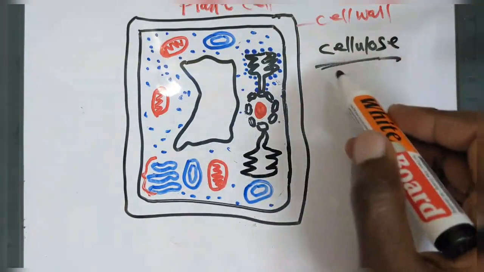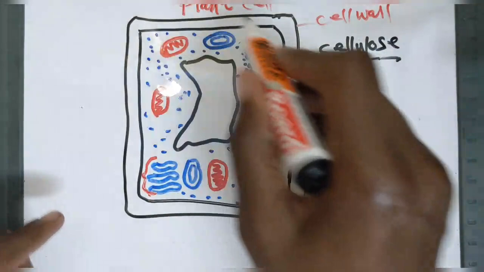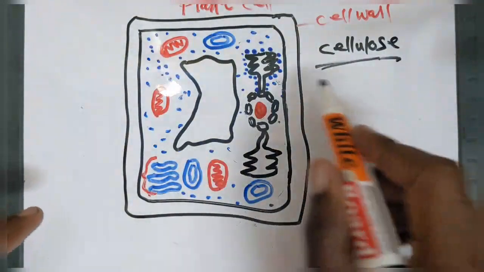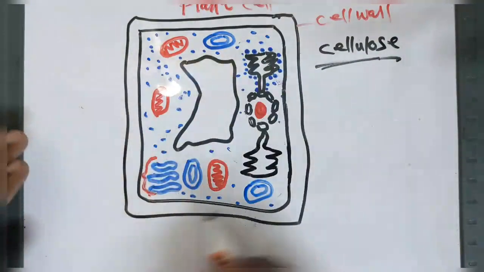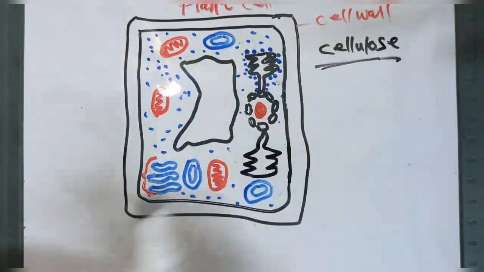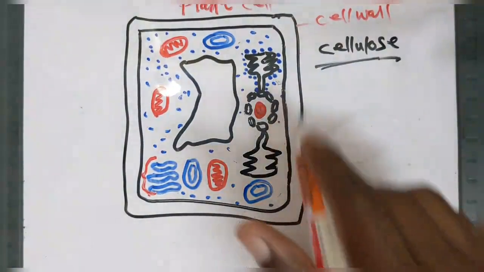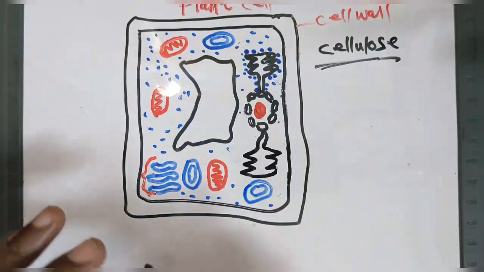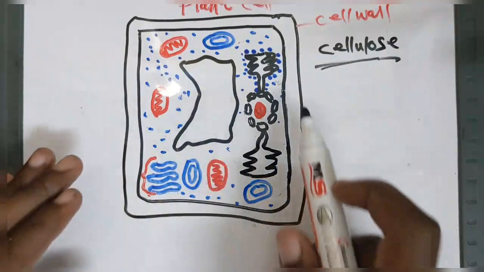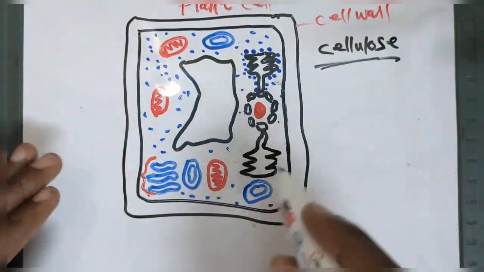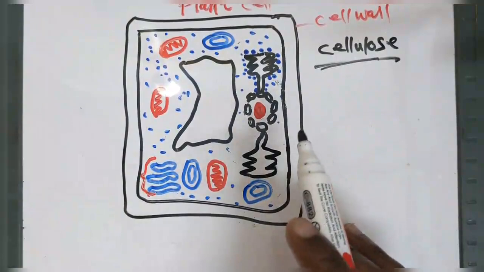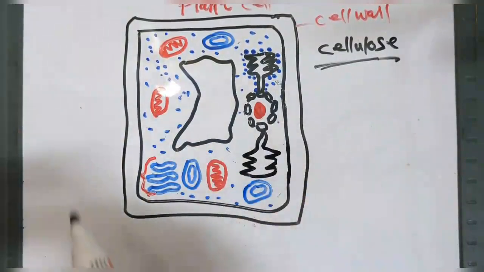So cellulose is responsible for protecting the cell from any damage and also from bursting. The plant cell won't burst because of the cellulose present in the cell wall. So that is what it is about the cell wall. And the other thing you should know about the cell wall is that it is permeable to everything.